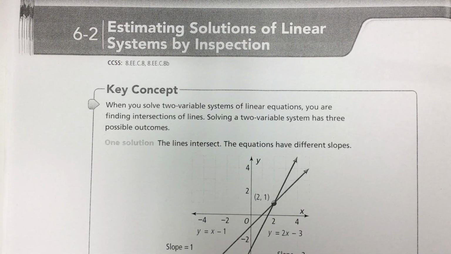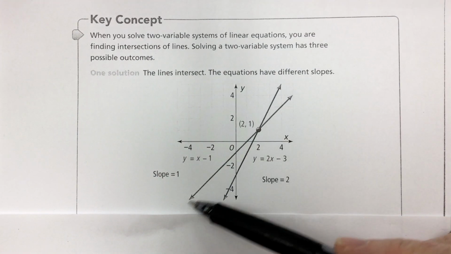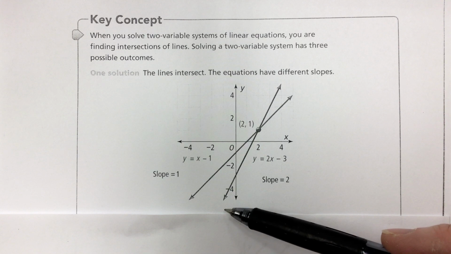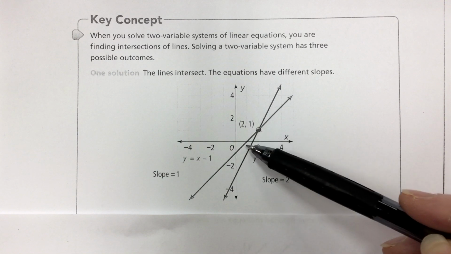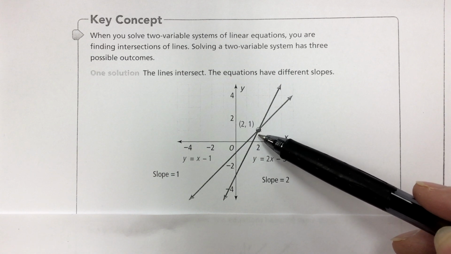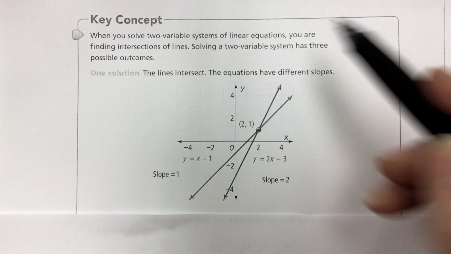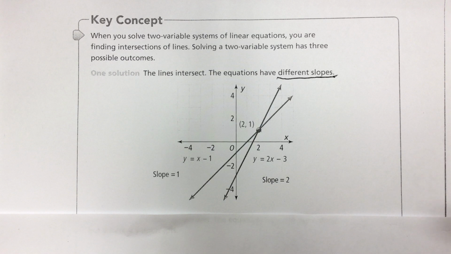The first outcome is this situation. The lines do intersect. You see that I have two lines that have been drawn. They do touch at this point of intersection, 2, 1. Therefore, if they touch at one point, they have different slopes. So that is the first scenario.